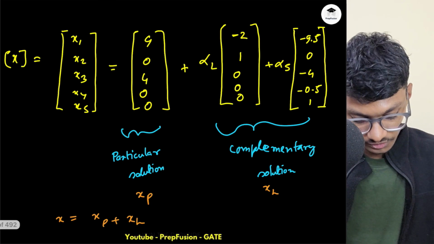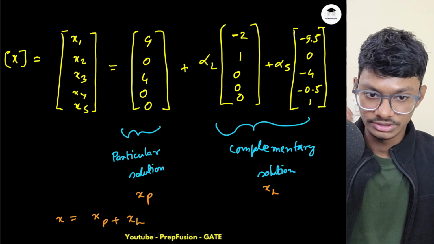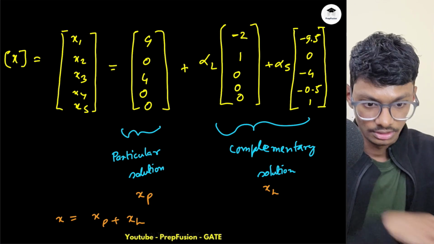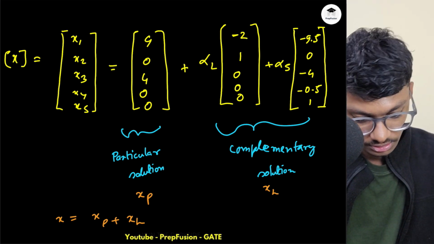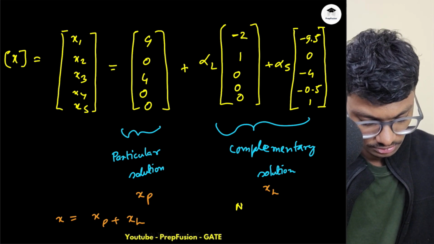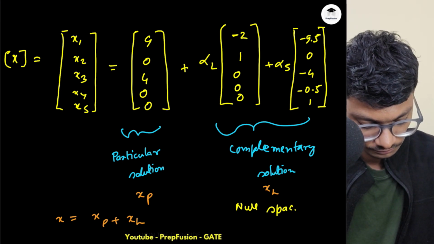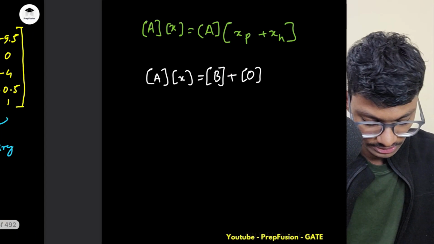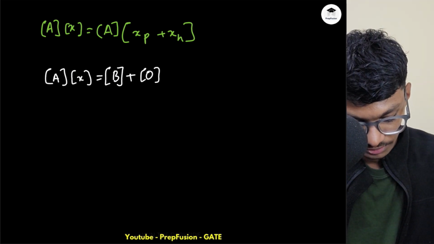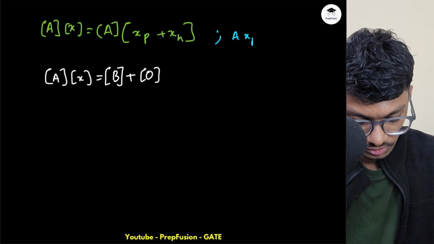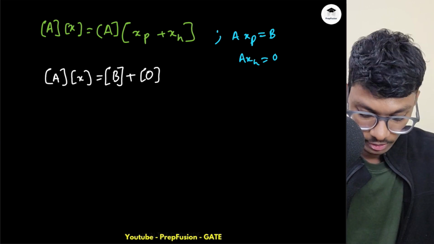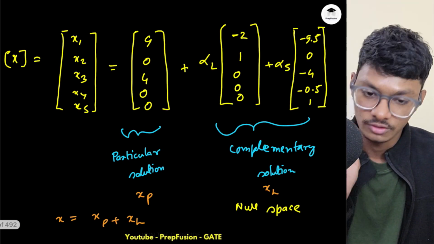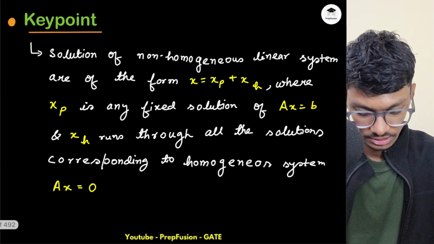Everything becomes 0. We'll study about this later, but for now this is known as the null space, because everything is becoming null. So basically I will write in brackets over here that A into xp equals b and A into xh is equal to 0. So I hope you got the point over here. Basically this is the combination of two solutions.